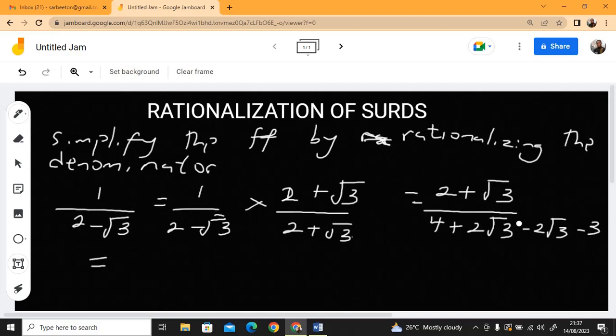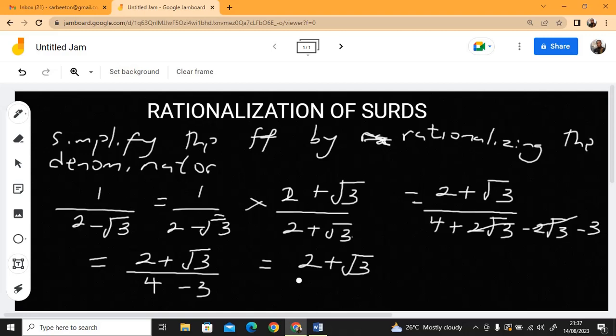So here, the plus 2 root 3 will cancel the minus 2 root 3. So we have 2 plus root 3 over what is left, 4 minus 3. And 4 minus 3 is 1. So 2 plus root 3 over 1. Since it's over 1, there's no need to put the 1 there. So your final answer is 2 plus root 3. So that is that for that one.